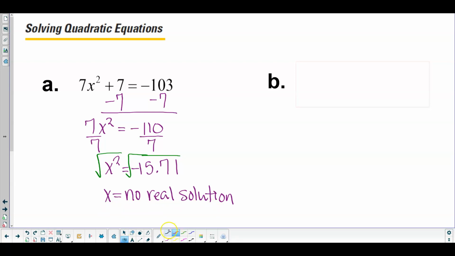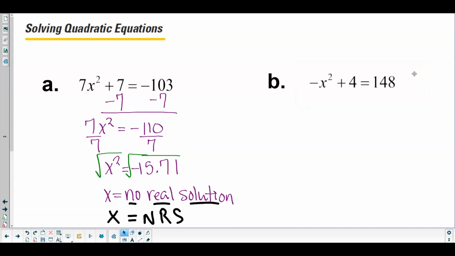Okay, so you can write no real solution, or you can write this as your answer for no real solution. Okay, so be aware that there are answers that if you take the square root of a negative, you cannot do that in your calculator. It'll give you an error.